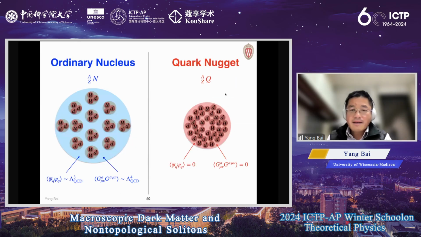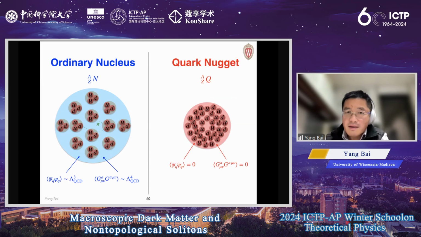So what is the quark nugget? First, you can think about the ordinary nucleus, which is the left side. It's made of protons and neutrons, and they contain 3 quarks, for example. And they are in the confinement as well as chiral symmetry breaking vacuum. So in a sense, ψ̄ψ is not 0, G² is not 0.